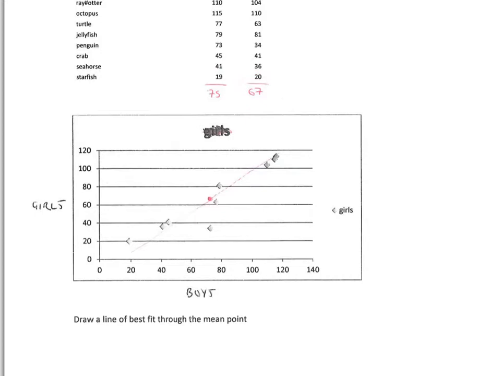Those two numbers in red I've plotted here. And the line of best fit has got to go through the middle of the group of data and through that dot, that red dot.